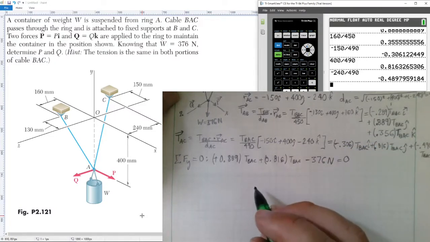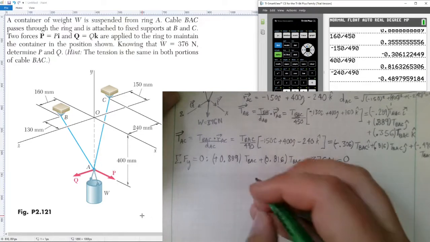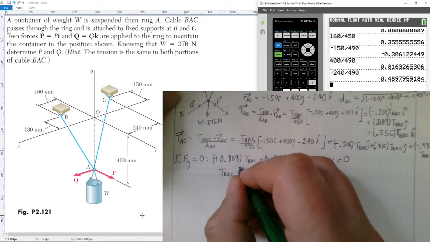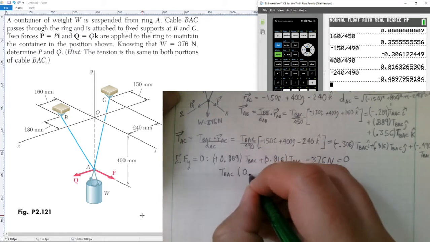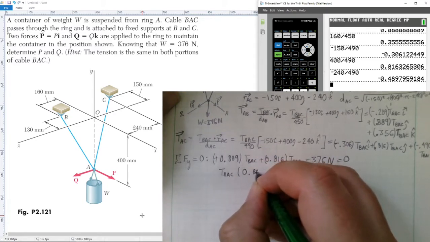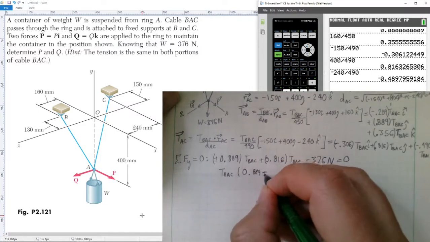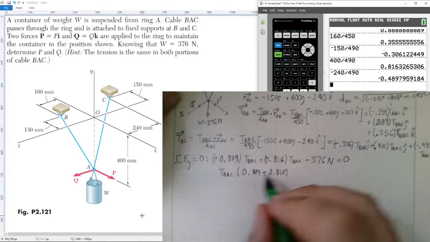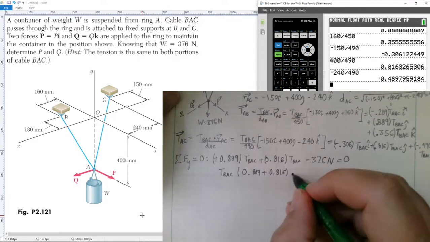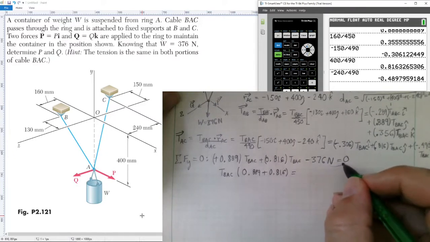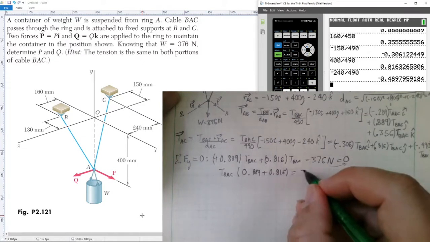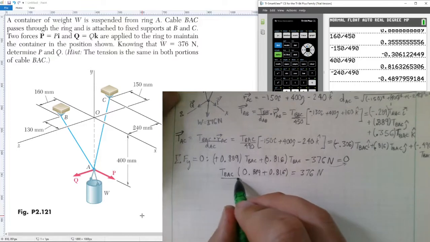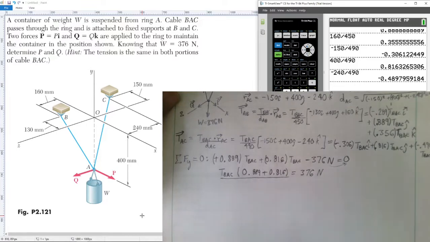Now I can do a little algebra here. I can group these two terms together. So I'd have tension BAC, and then I would have this coefficient 0.889, and this coefficient 0.816. I factor the tension BAC out of both. I can move this value over to the right-hand side of the equation, make it positive, equals 376 newtons.